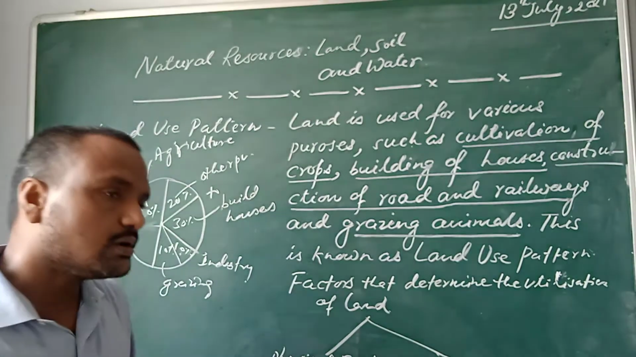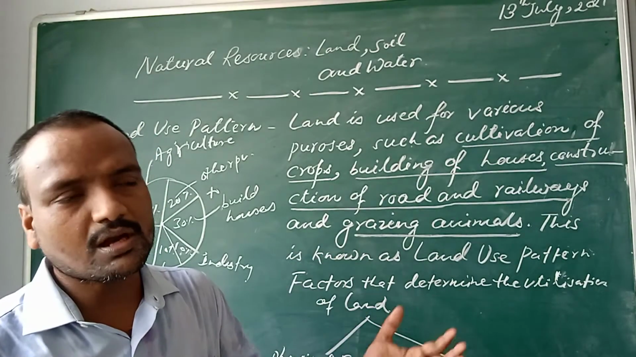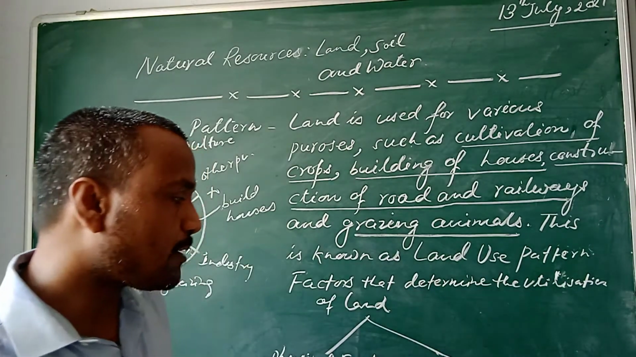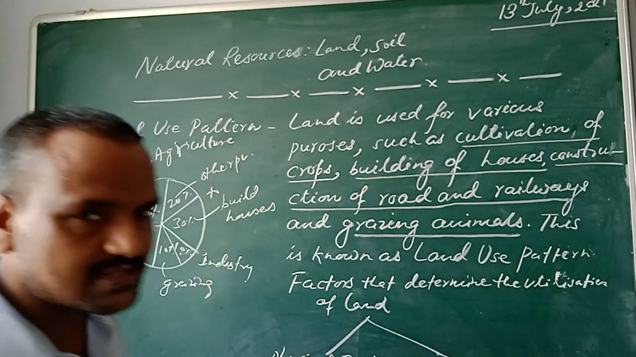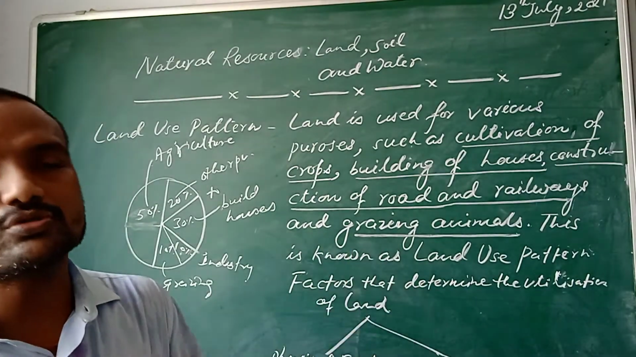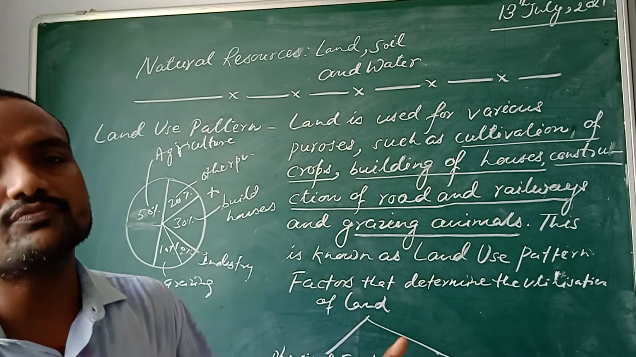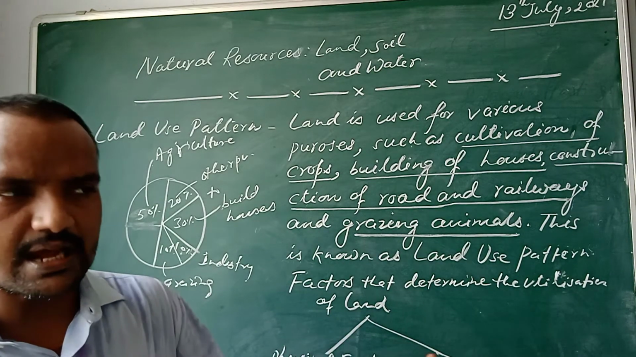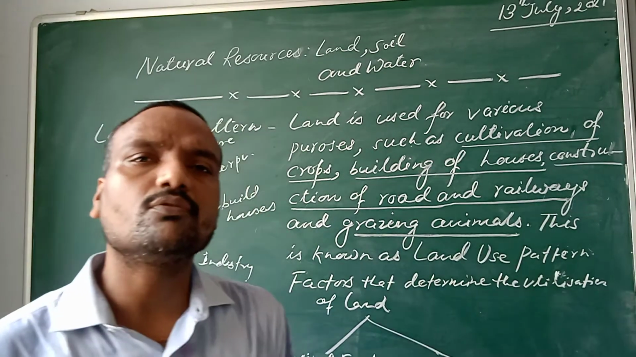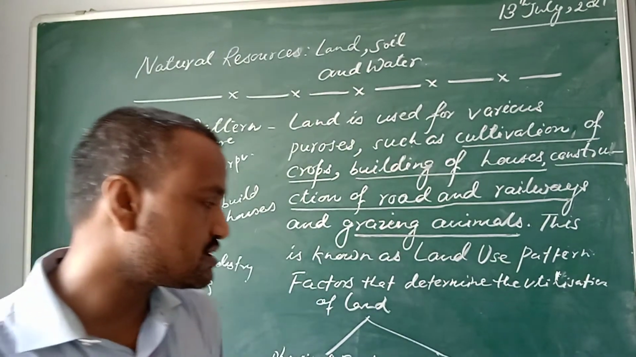So you may think about how it is going to affect land. If the population density increases, and we need more places to live, then in place of using that piece of land for cultivation, we would be using it for building houses. So it's also a determining factor.